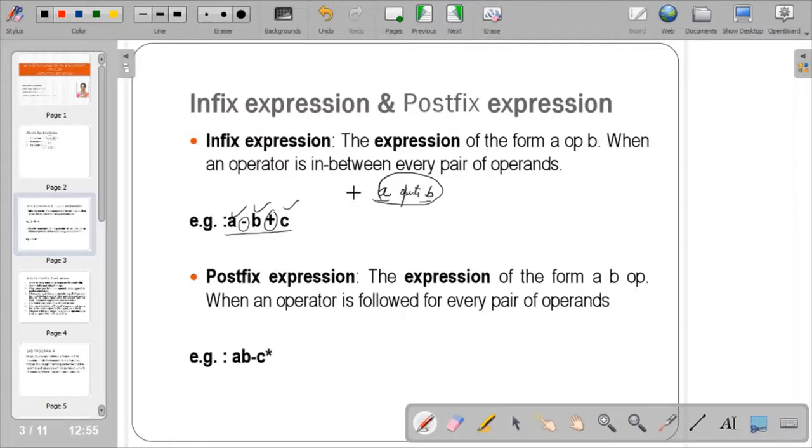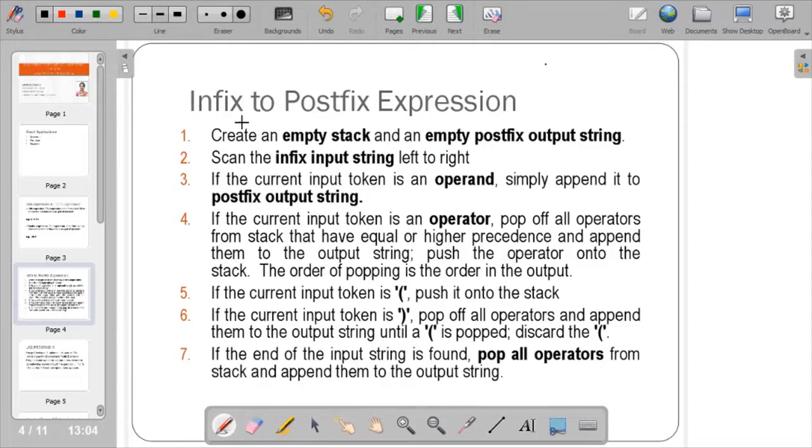A postfix expression is where you place an operator at the end of a pair of operands. For example, two operands are there, after that you have an operator, then again an operand, then again an operator. So when an operator follows every pair of operands, it is called a postfix expression. This is the algorithm to convert an infix expression to a postfix expression, and we'll see this algorithm simultaneously by taking an example problem.